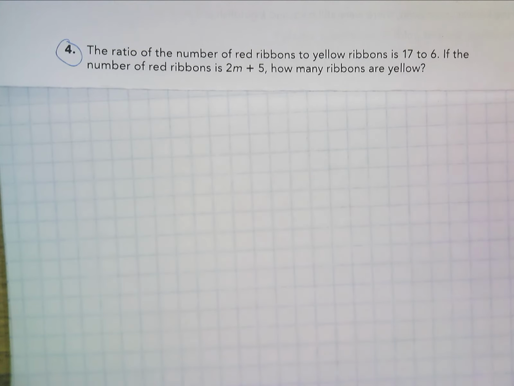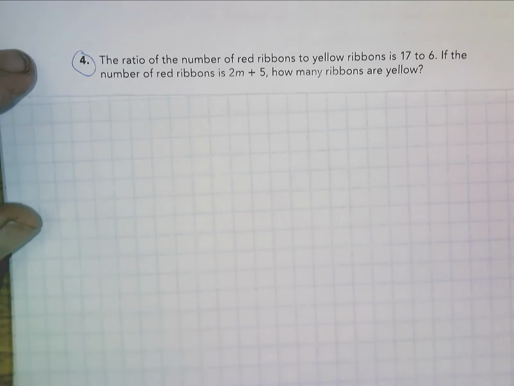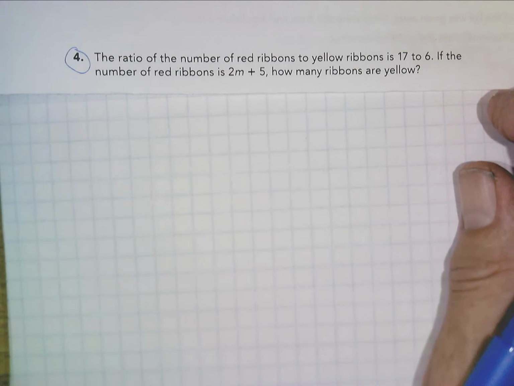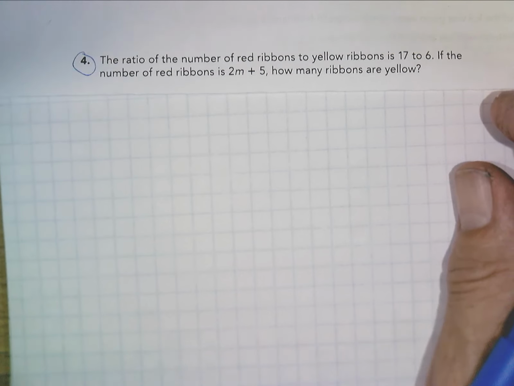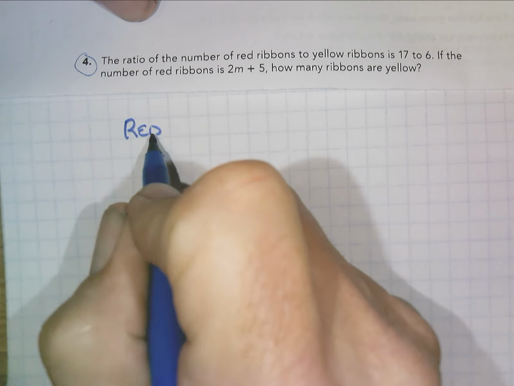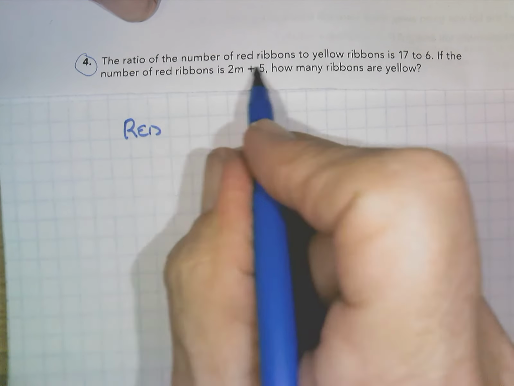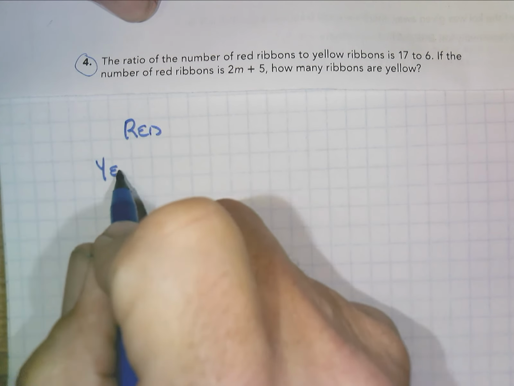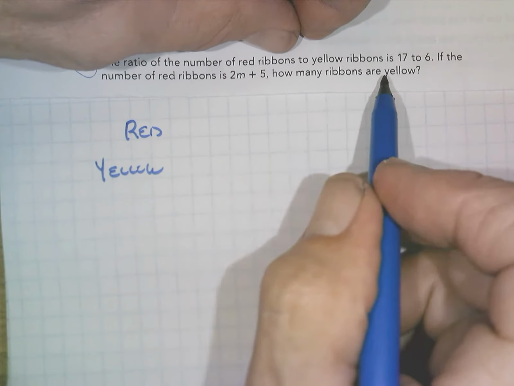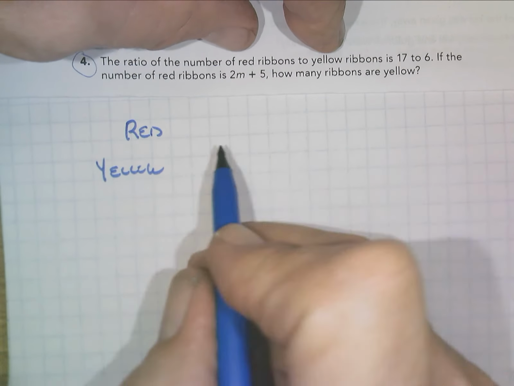Now let's take a look at number 4. And I'm going to do this using a ribbon approach because that's the way the author approaches these. And I don't know if he did this much last year. But we have a red ribbon and we have a yellow ribbon. And the ratio of the ribbons is 17 to 6, red to yellow.